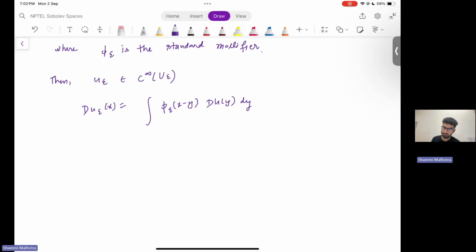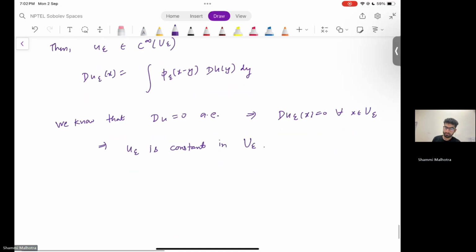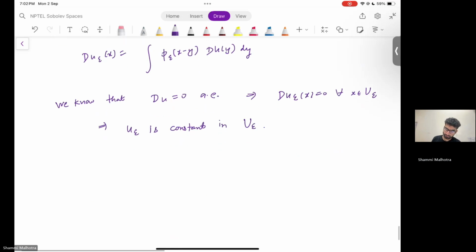And what do we have? We know that du is 0 almost everywhere. What this basically implies is that du epsilon of x is 0 for all x in u epsilon. And what this basically implies is that u epsilon is constant in u epsilon, and this is constant.